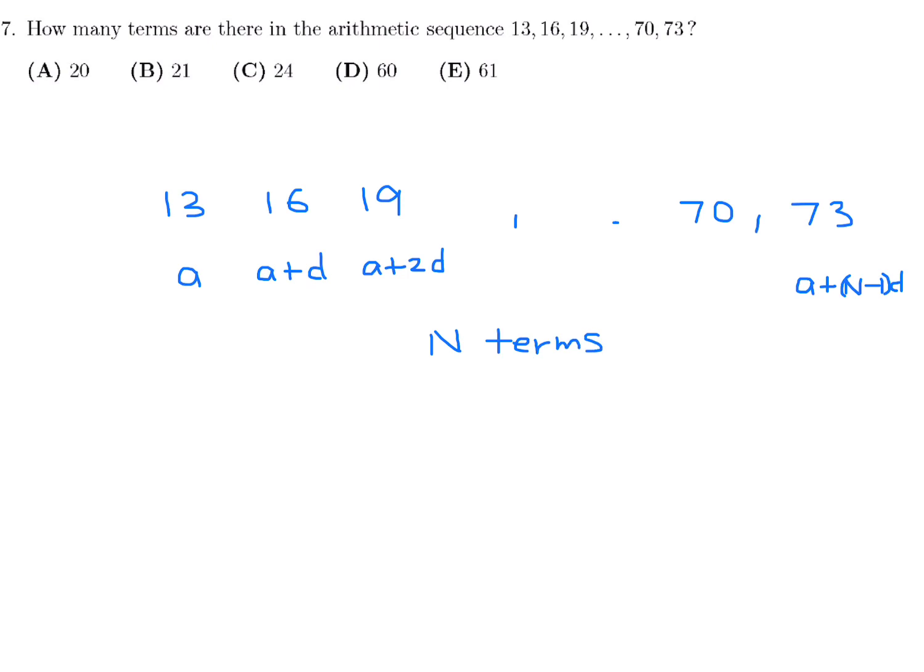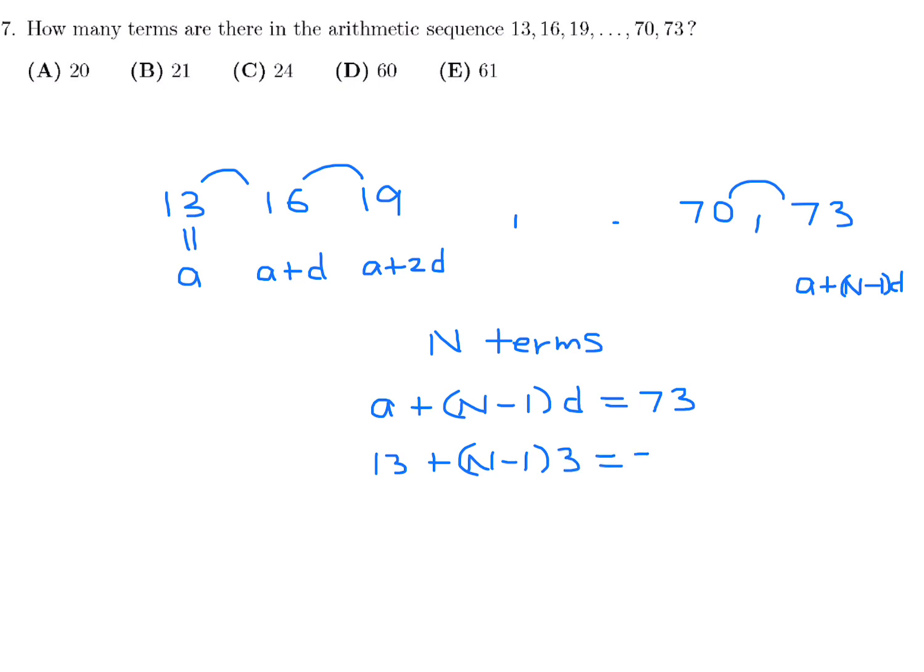So let's see what we get here. A plus N minus 1 D is equal to 73. Well, A is 13. That's right there. N minus 1, I don't know. And D is obviously 3. The difference between each of these terms is 3. So there we go. Now we can figure this out. So N minus 1 times 3 is going to be 60. Therefore, N minus 1 will be 20, and N will be 21. So number 7, the answer is B.